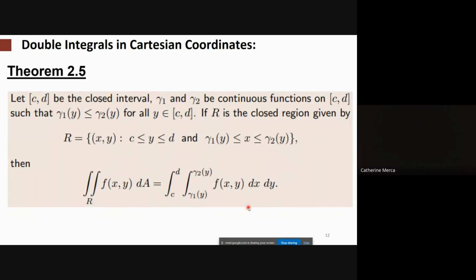Then theorem 2.5 says that if in this case the function is in terms of y, then you should have the inner integral in terms of y. So you should have your dx first, integrated with respect to x, and since the constant limits are in terms of y, your y should be from c to d. So in this case, x here is a function in terms of y, and you have dx here.